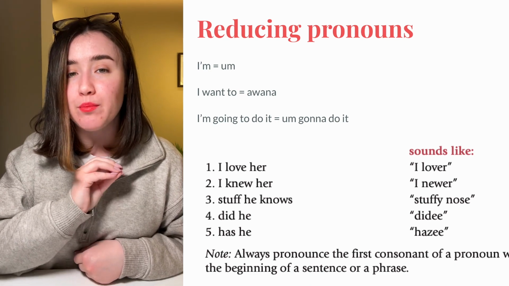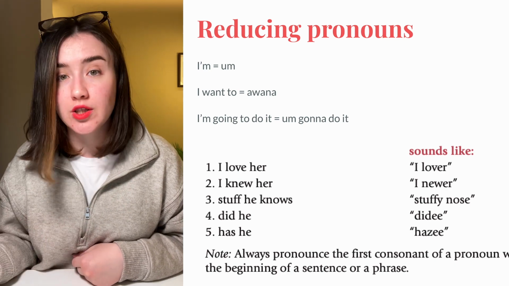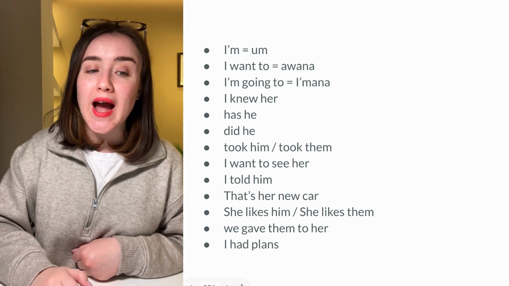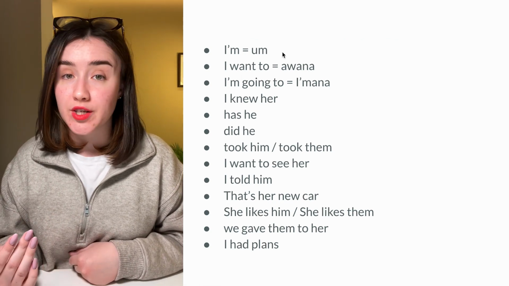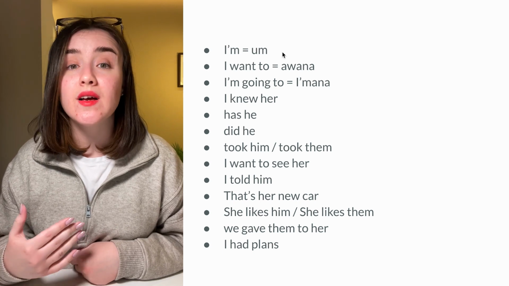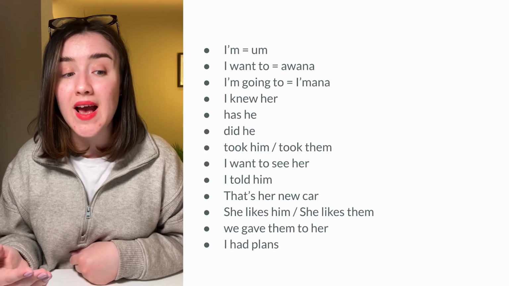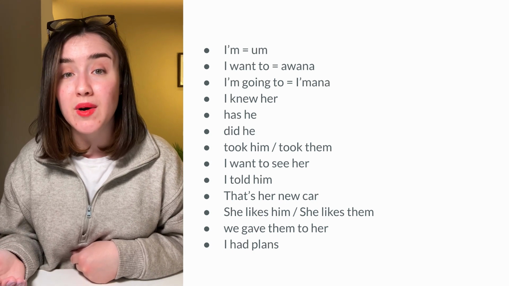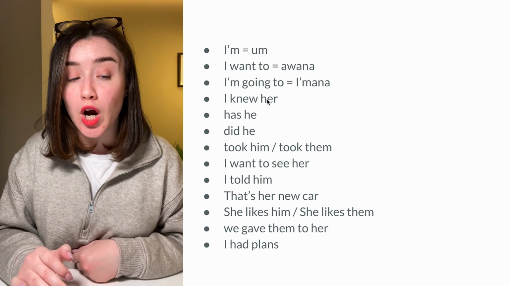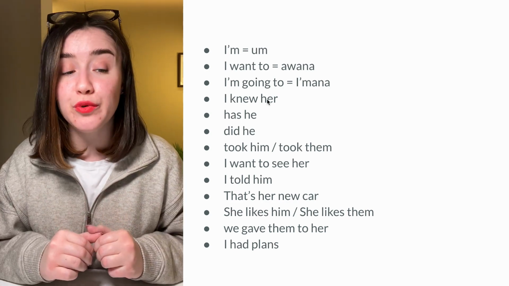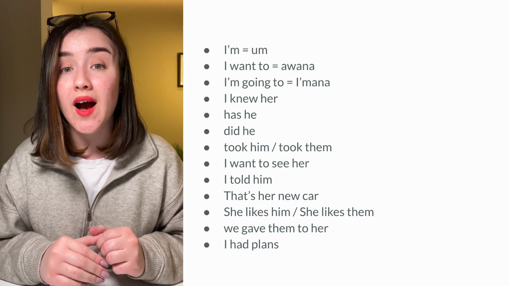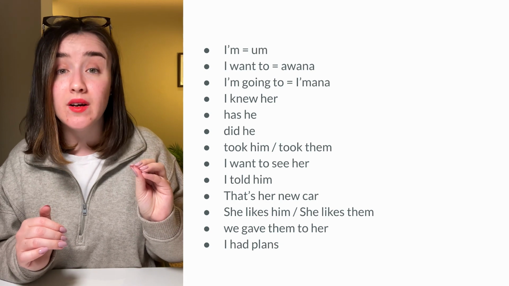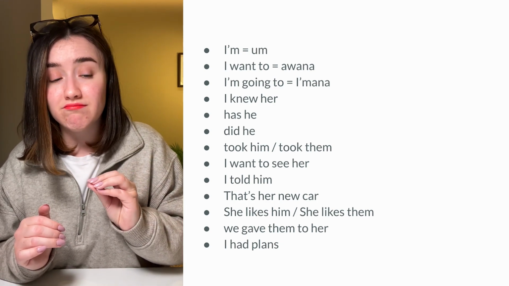Do not make that pronoun like he called her. He called her, okay? So, I am is going to be right? Gonna do it. I want to is I wanna. I'm going to is I'm gonna do it. I knew her together can be, if we skip the H in her, it's going to be I knew her. And if we reduce the I, it can be I knew her.